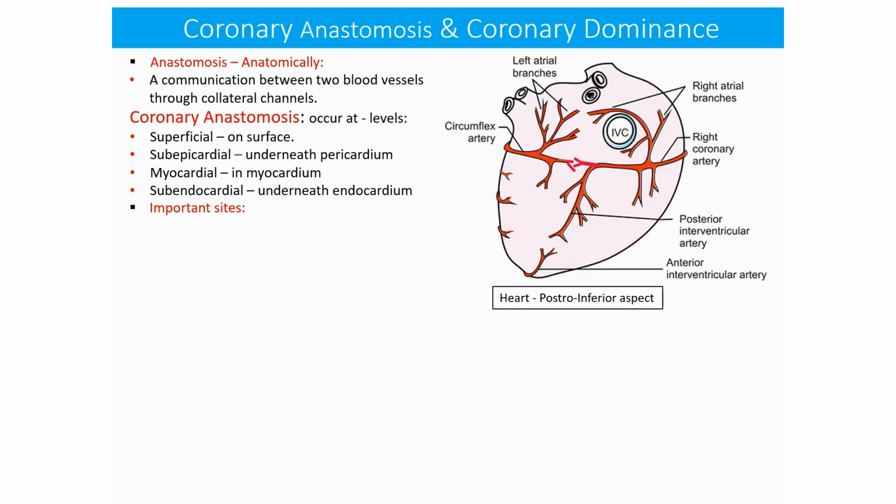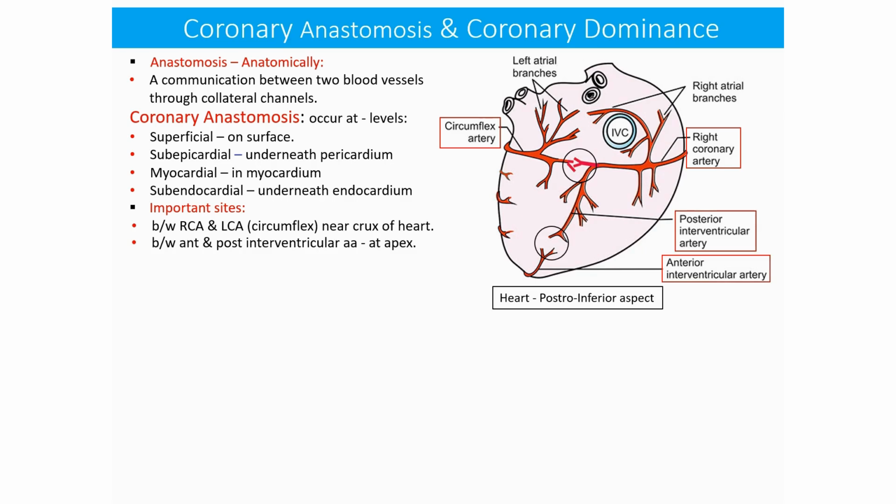Important sites of coronary anastomosis are: number one, between right coronary artery and left coronary artery, that is its circumflex branch near the crux of the heart; between anterior or posterior interventricular arteries at the apex of the heart; between branches of anterior and posterior interventricular artery in the posterior part of the interventricular septum; between conal arteries of the right and left coronaries at the conus of the right ventricle.